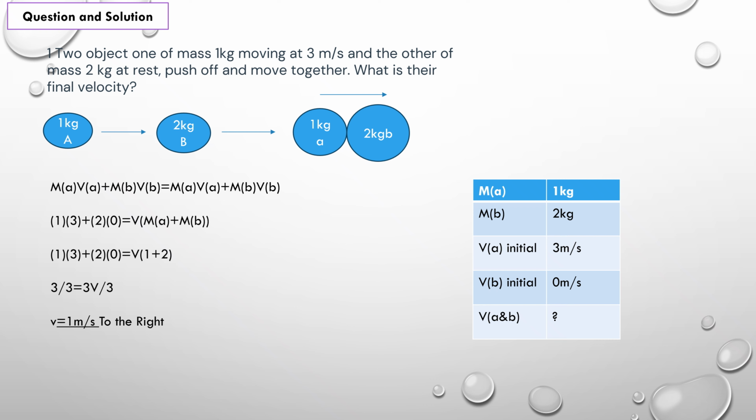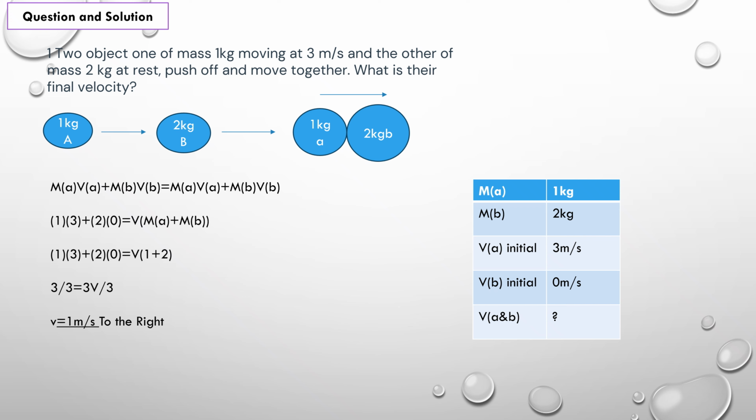So we are having a mass and initial velocity for object A, which is 1 kg at 3 meters per second, which is our initial velocity. And they are saying second object B, we have 2 kg. They are saying 2 kg is at rest. When they are saying 2 kg is at rest, it means the initial velocity for 2 kg is 0 meters per second because it is not moving.